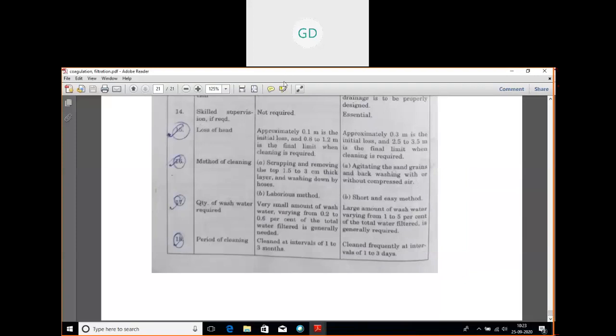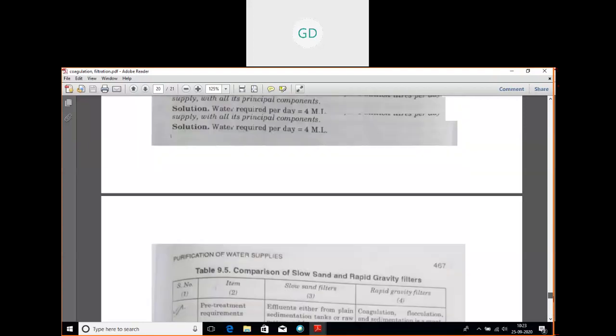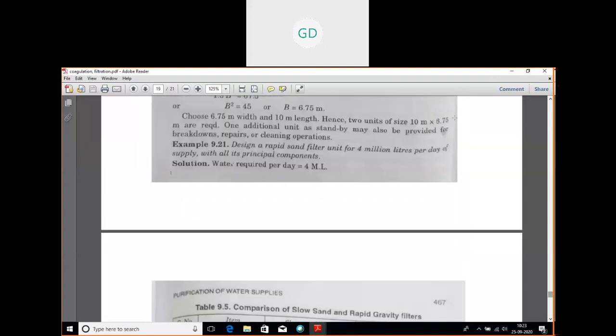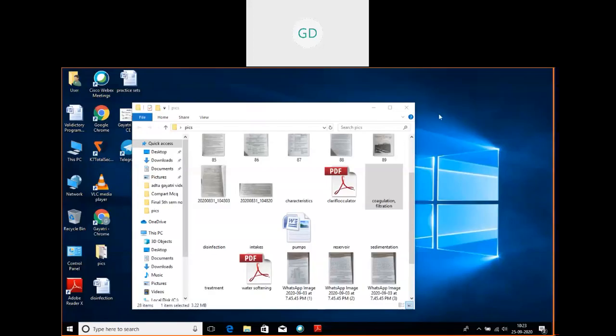Let us see the next one. So this is up to here. The filtration part is finished. So let's move to the next treatment.